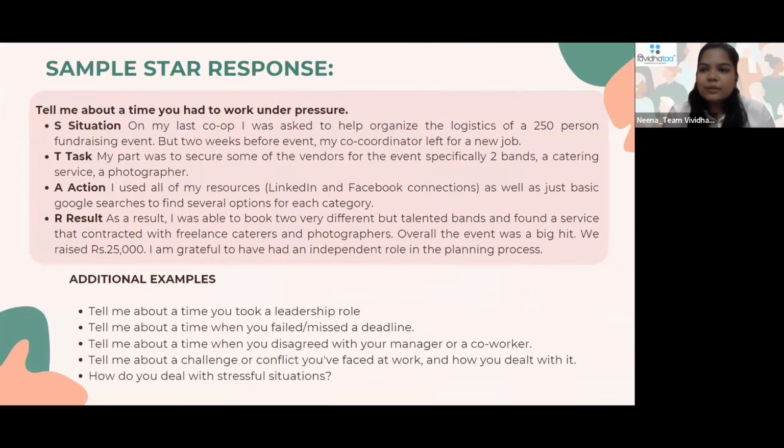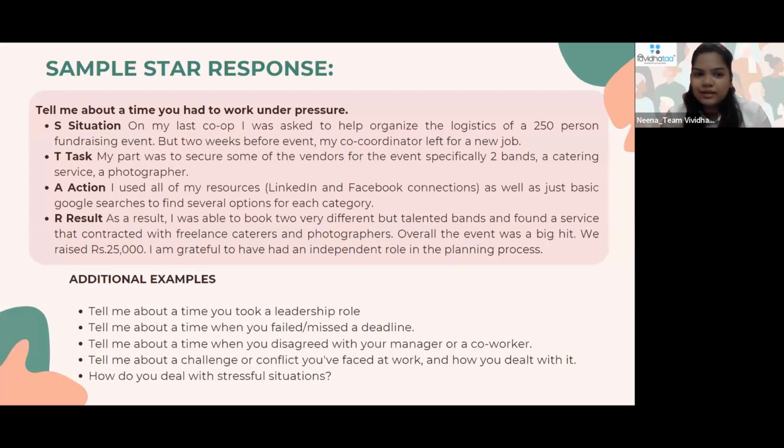Now coming to some sample STAR responses. For example, there is a question: tell me about a time you had to work under pressure. So what will be my STAR approach? On my last co-op, I was asked to help organize the logistics of a 250-person fundraising event. But 2 weeks before the event, my coordinator left for a new job. So we have set the context of the situation.